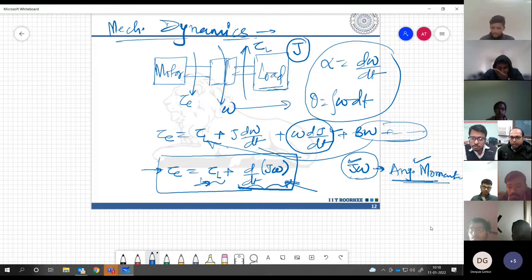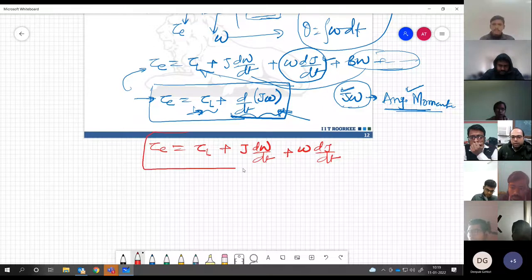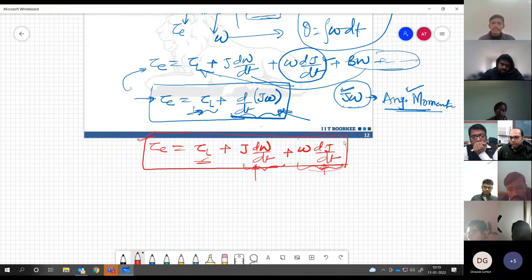Now, this is what we have expanded. The previous equation, I will write once again, slightly more clearly here. This will be divided into two components, and this is the most general equation for the motor dynamics. You have two components: one where inertia is not varying but the speed is varying, and another where the speed is kept constant but inertia is varying. So the applied electromagnetic torque is distributed in three components largely: the load torque, another which changes the speed, and another involved with the change in inertia.